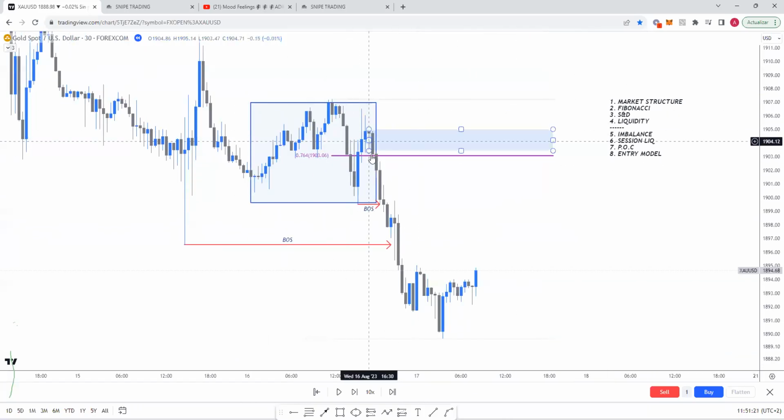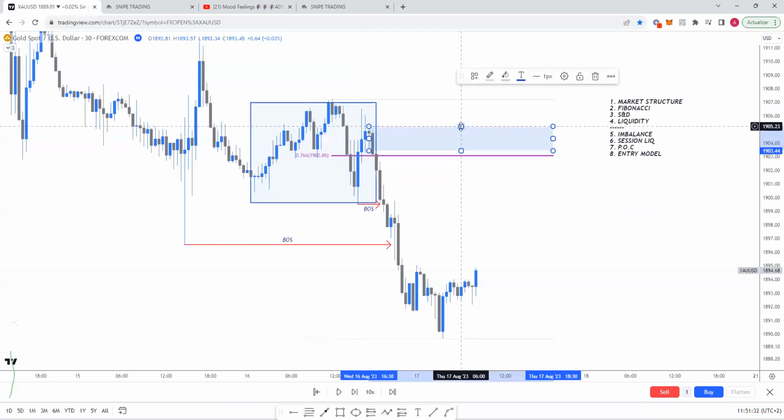So pretty much right here we have the indecision candle followed by volume to the downside. So we're using this as our supply zone. Okay, basic supply and demand.